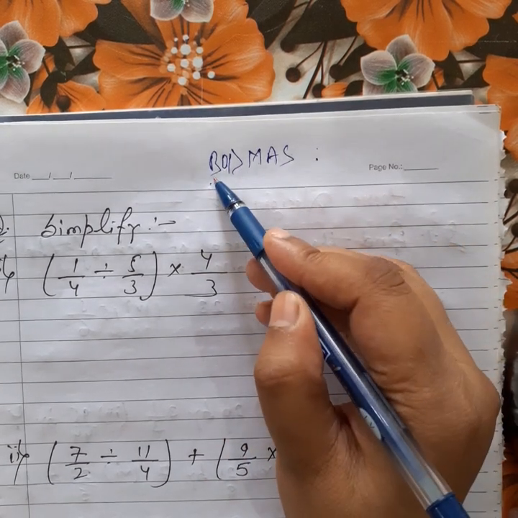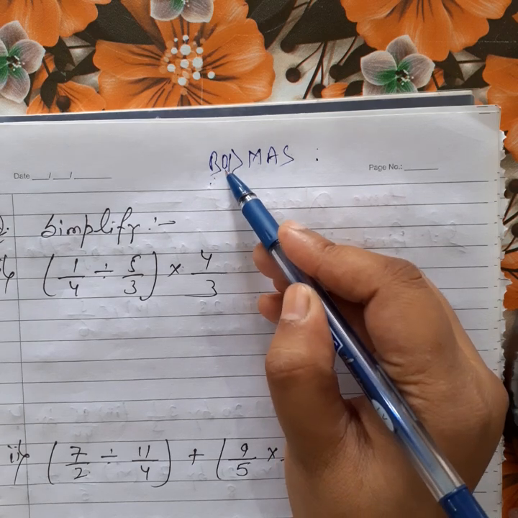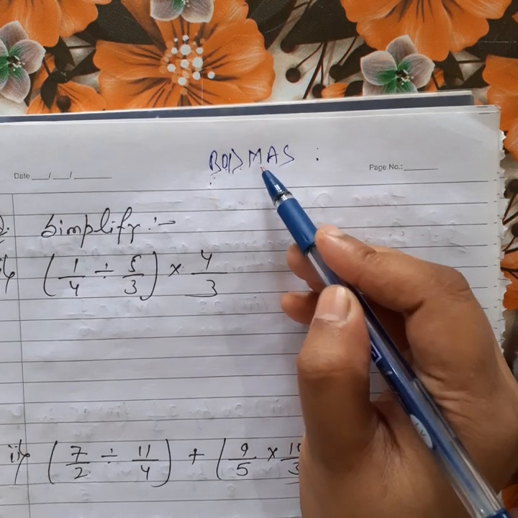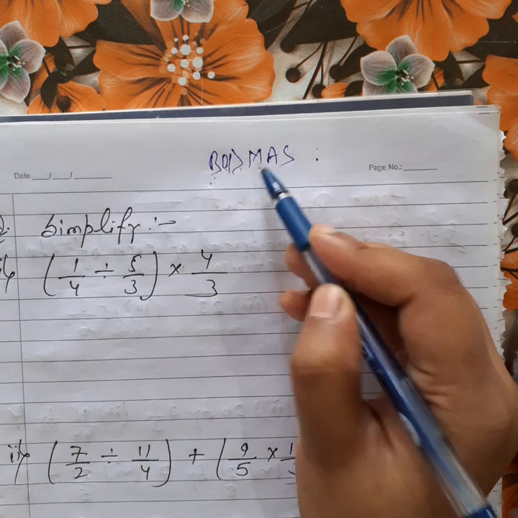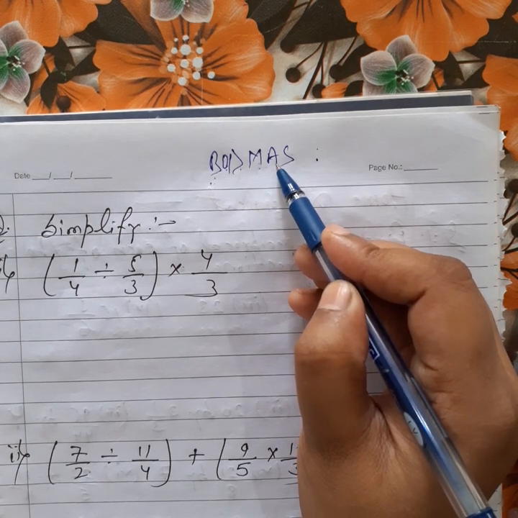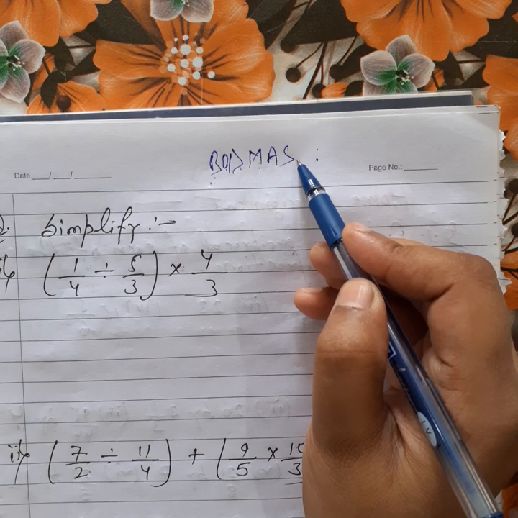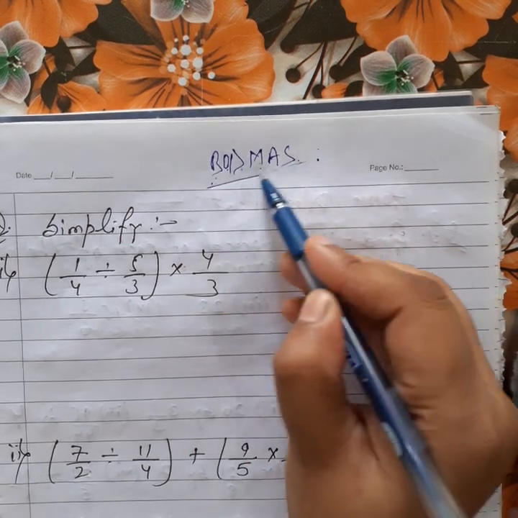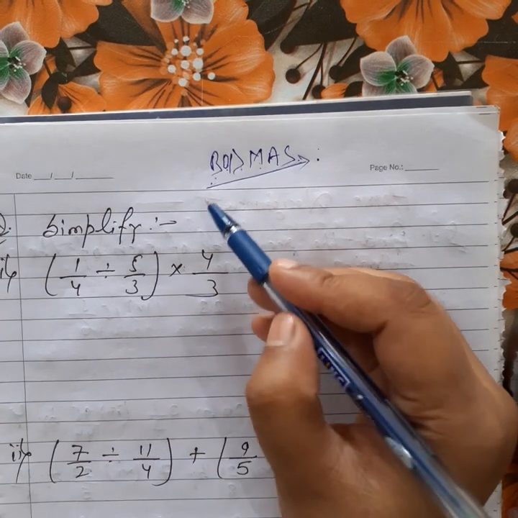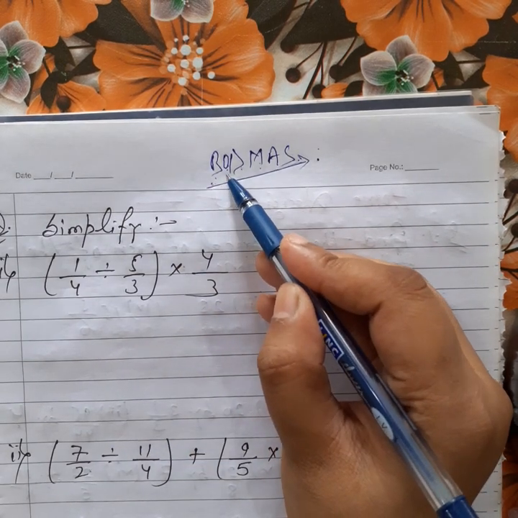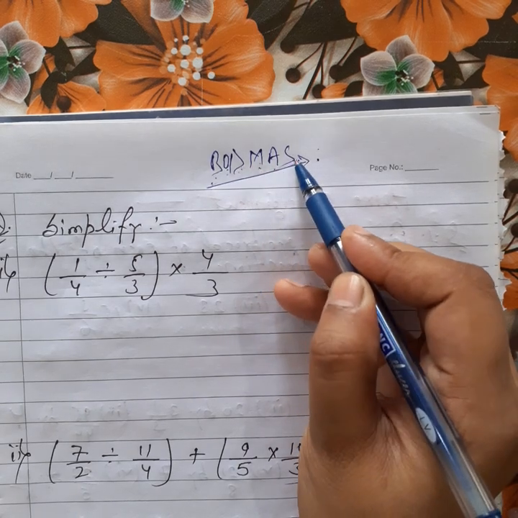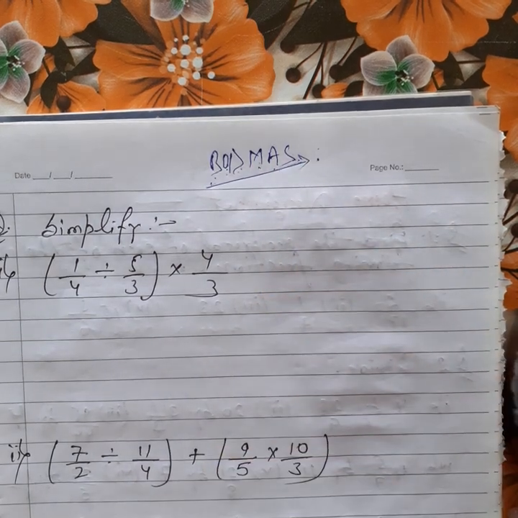Now we learn BODMAS. B stands for bracket, O stands for of, D stands for division, M stands for multiplication, A stands for addition and S stands for subtraction, and the order of operations is this. First we deal with bracket, then with of, then division, multiplication, addition and subtraction.